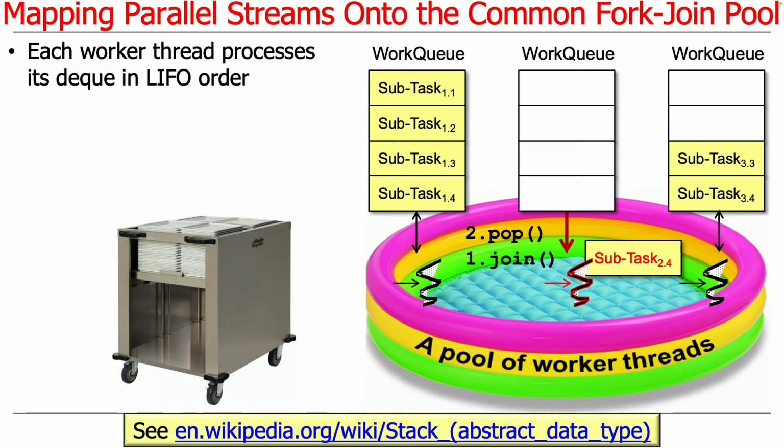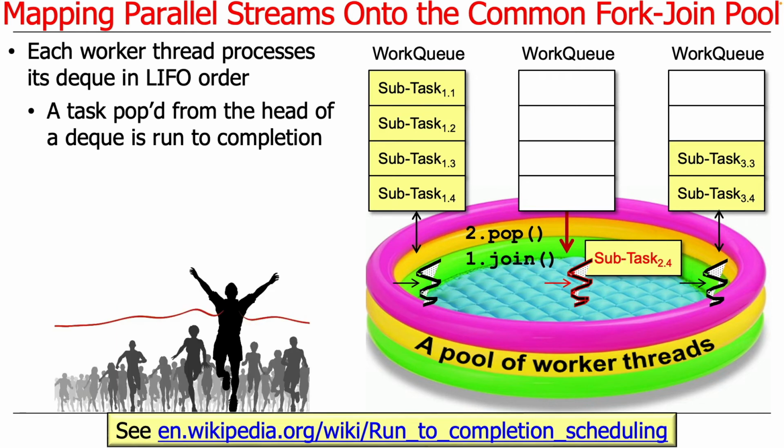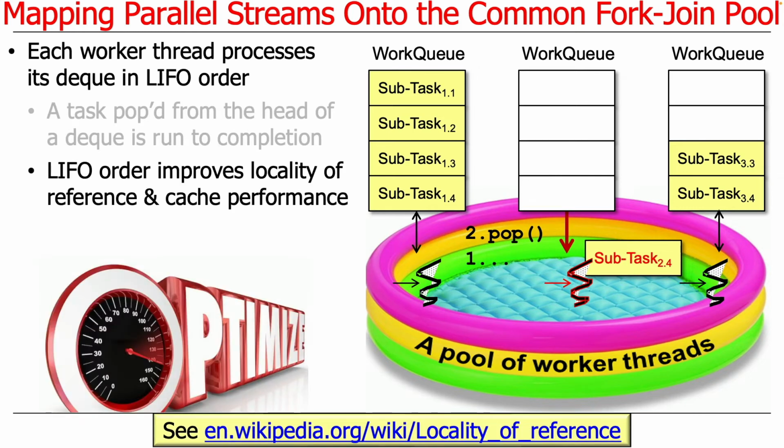The idea behind that is what's often called fresh work before stale. You want to do the stuff that's on the top of the stack first because it's most likely to have its contents in the cache. So we pop from the head of the deck, and then that task is run to completion. The reason for doing this is an important thing to remember because it will probably show up on a quiz. Using LIFO ordering improves the locality of reference and cache performance. Again, it's fresh work before stale. If you just put something onto the stack and then take it off, it's most likely to have everything in cache memory, so hopefully it'll be a little faster.